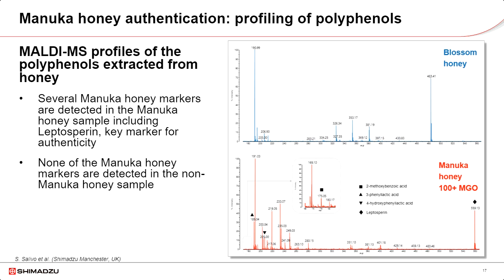Here we have the MALDI profiles of the polyphenols extracted from the honey. We can see in the Manuka honey profile how several markers are detected, including the leptosperin, while these are not detected in the non-Manuka honey.